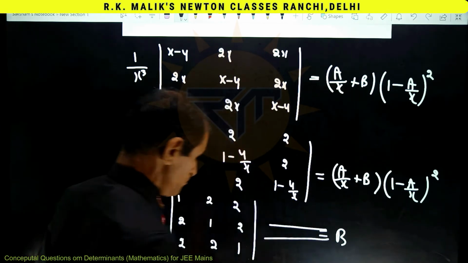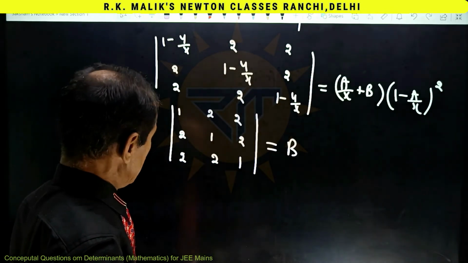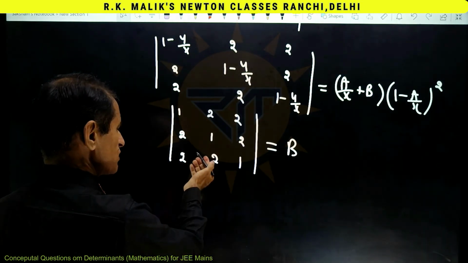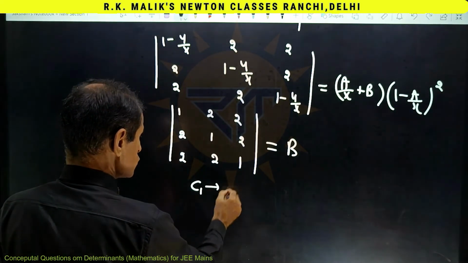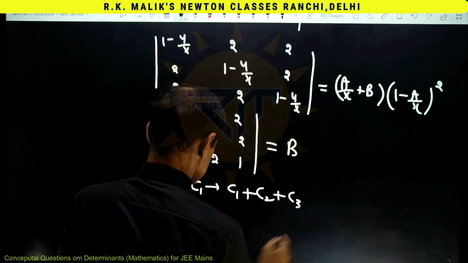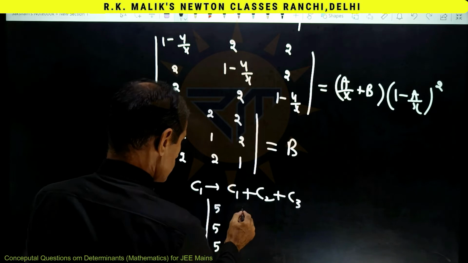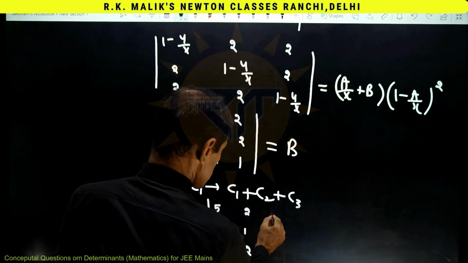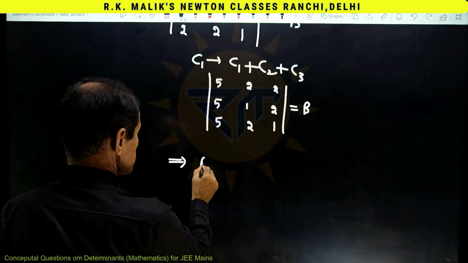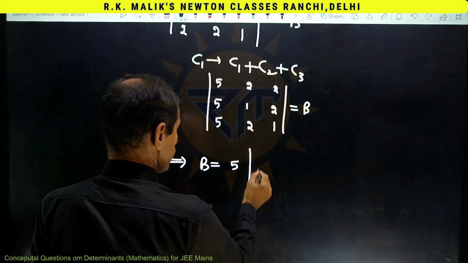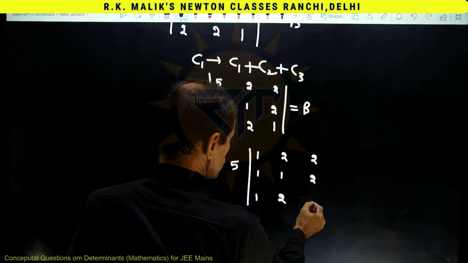This is the value of b. And opening this determinant, I'll get the value of b. To open this determinant, obviously I will use a transformation that C1 changes to C1 plus C2 plus C3. I'll get 5, 5, 5, 2, 1, 2, 2, 2, 1 equal to b. This implies that b is equal to 5 times 1, 1, 1, 2, 1, 2, 2, 2, 1.